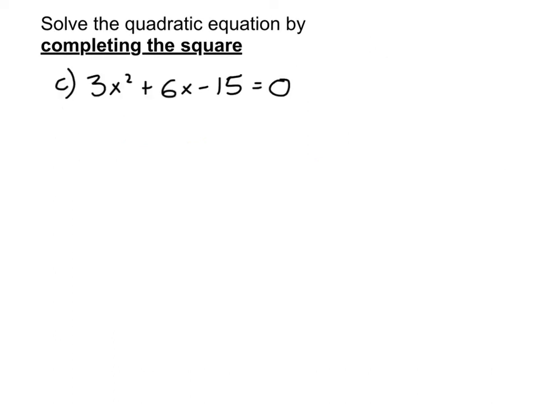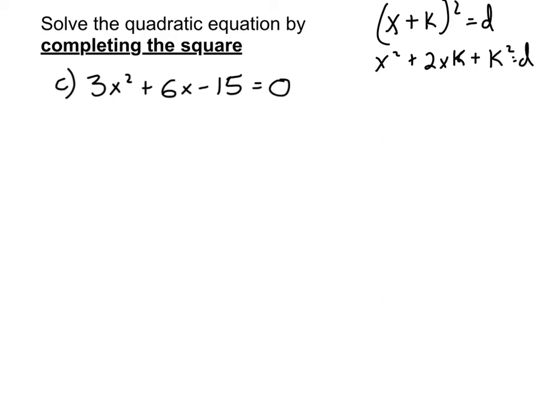So now in this next example, let's go ahead and do the same process. So again, I always like to write up here on the top x plus k, just to remind myself what I'm shooting for, and x squared plus 2xk plus k squared equals d.